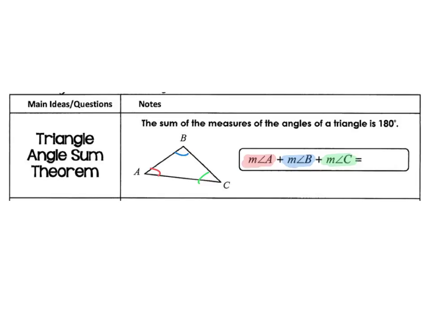Alright, so the first theorem we're going to talk about is the triangle angle sum theorem. The triangle angle sum theorem is basically just a fancy way of saying that the sum of the measures of the angles of a triangle has to be 180. So all of the angles of a triangle add up to 180 degrees. So looking at our diagram, we can say that the measure of angle A plus the measure of angle B plus the measure of angle C has to equal 180 degrees.